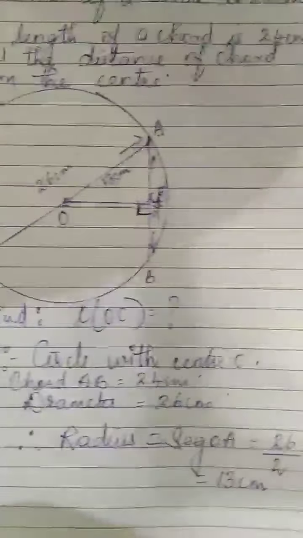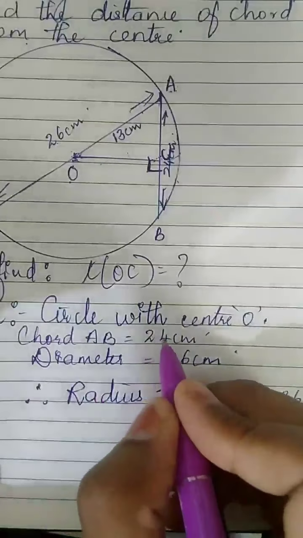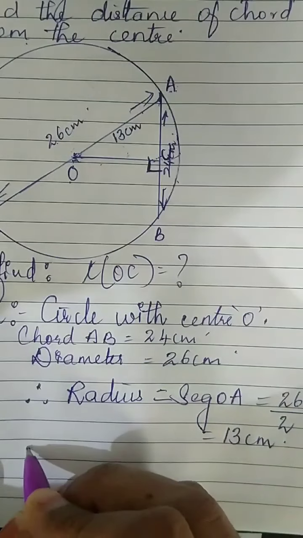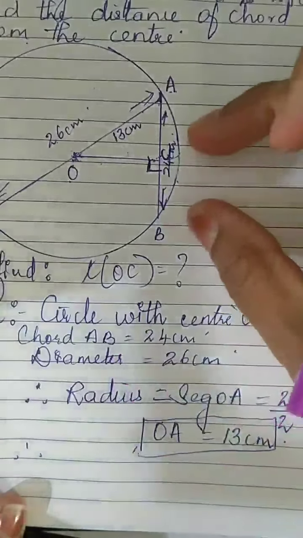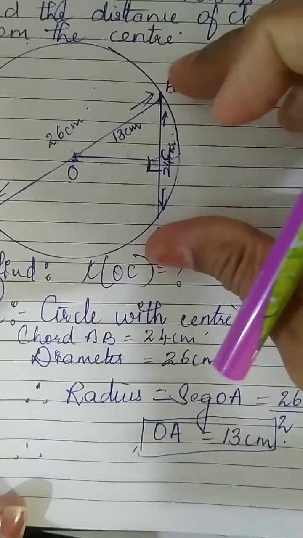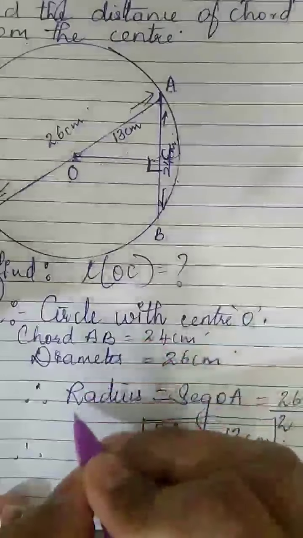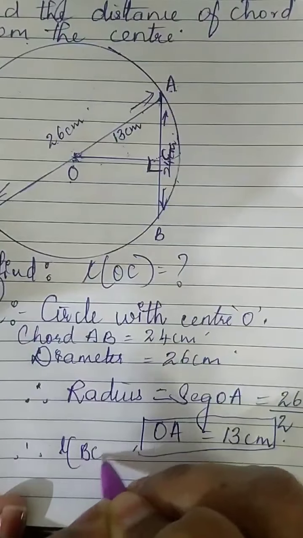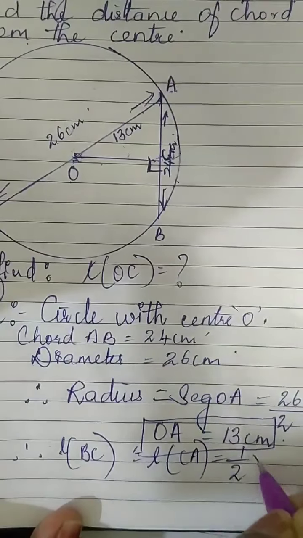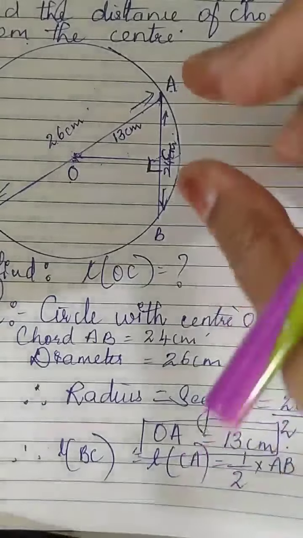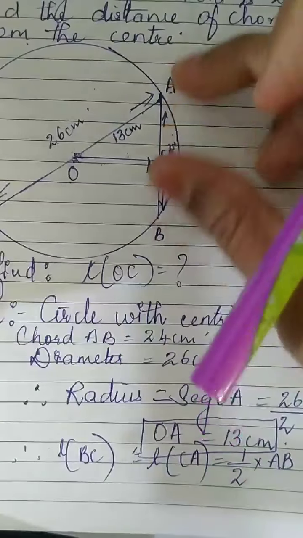Okay, then I will mention about the chord. That is, chord AB is 24 centimeter. I have written. So I'll write therefore, here before that write OA 13 and put it in a box. Now I'll write about BC is equal to CA is half of AB. Length of BC is equal to length of CA is equal to half of AB. Why am I saying this? Perpendicular from the chord will bisect the chord.